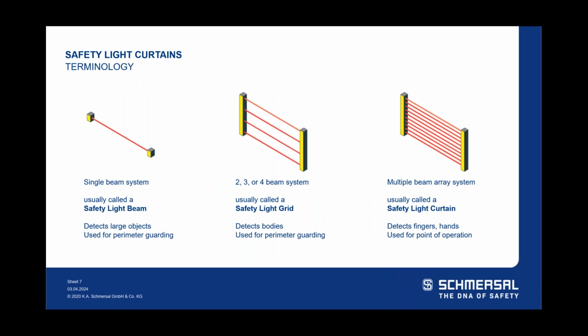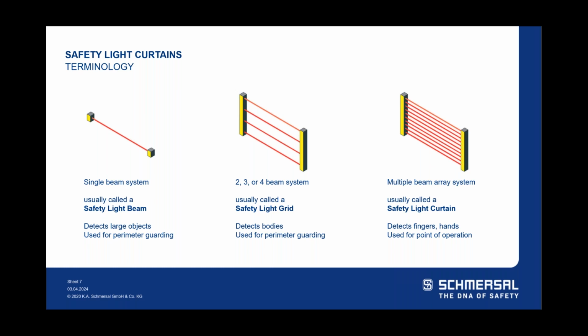Okay, some terminology. So again, like I said in the beginning, it can get confusing, obviously. The three types we have here, starting on the far left, a single beam system, or we call it a safety light beam. Again, detecting larger objects, using for perimeter guarding, essentially. But sometimes that's a perfect solution for your application. And again, it would be a lower cost solution.